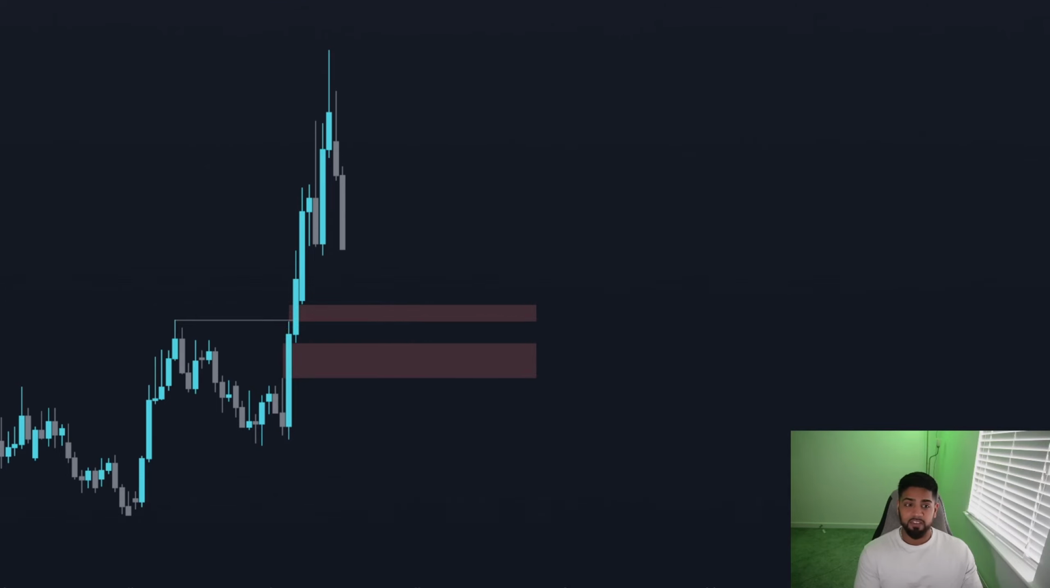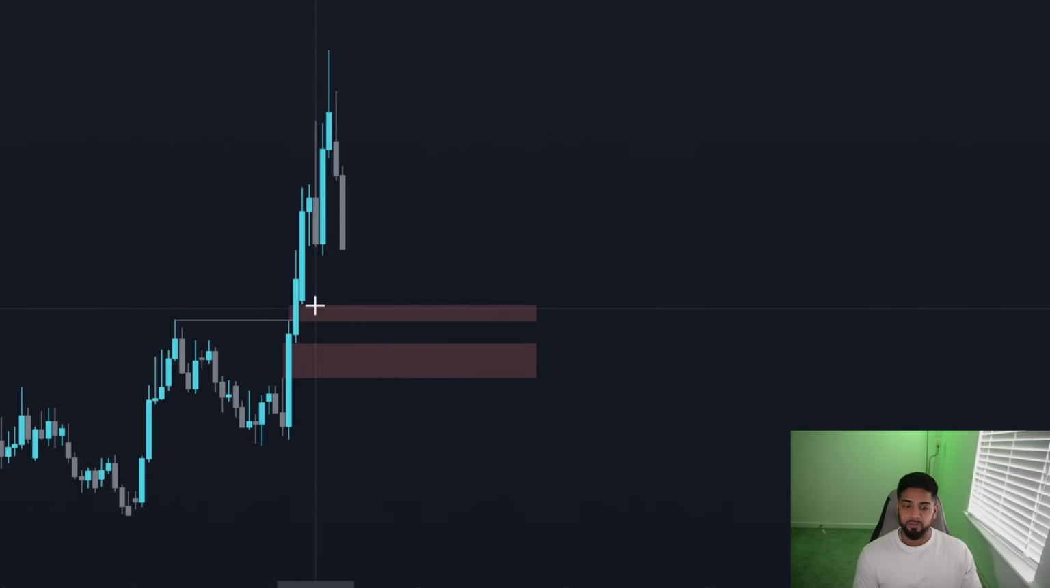This shows us that if price retraces all the way down into these areas of inefficiency, then we can start to look for lower time frame entries to go long. So that is our current bias. We've identified the daily areas of interest, which is these two fair value gaps. After we do this, we're then going to drop down to the 4-hour time frame.